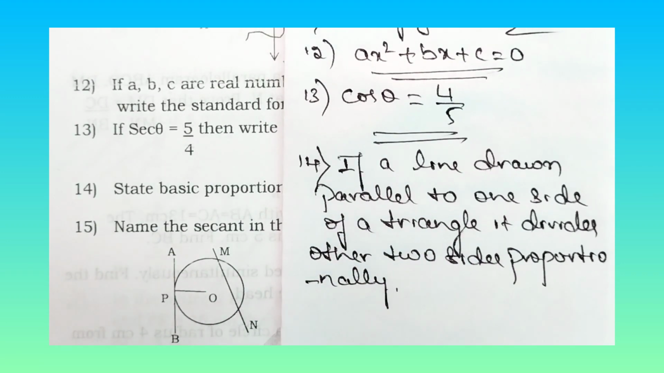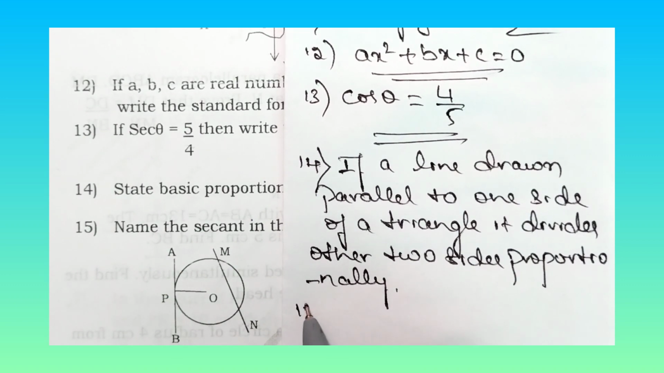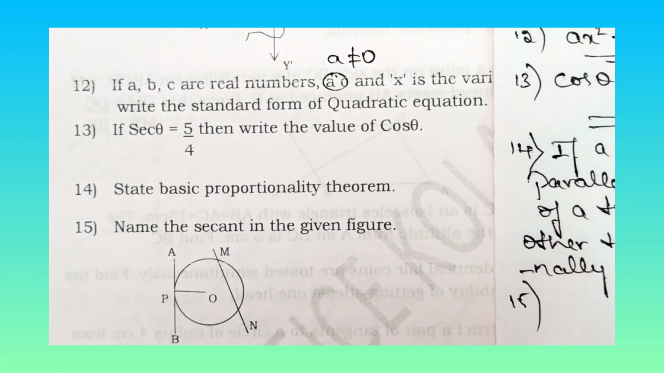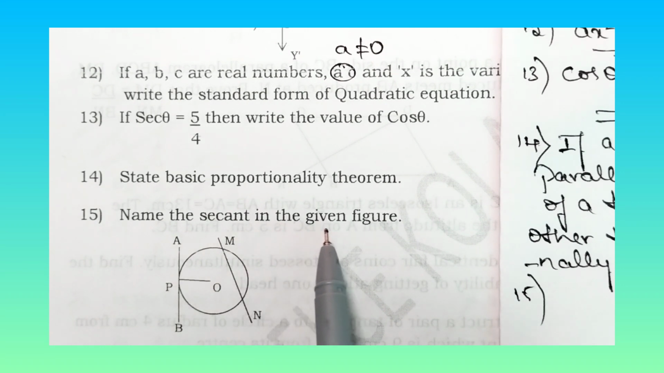So this is the statement of Thales theorem. If a line is drawn parallel to one side of a triangle, it divides the other two sides proportionally. So next, let us answer the 15th question. Name the secant in the given figure.